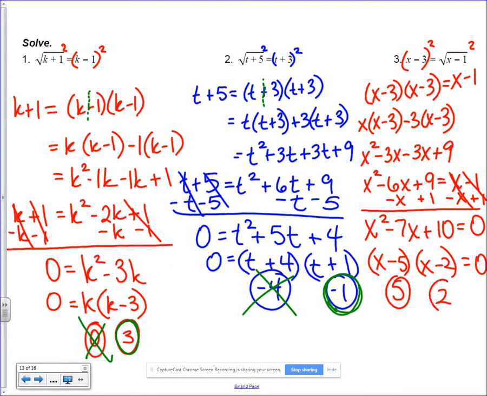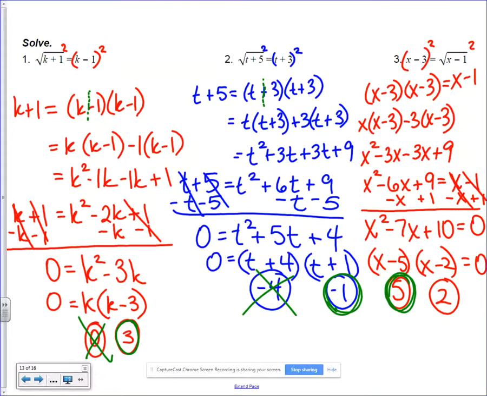5 and 2. Which one you want to check? Check the 5 first. If I put a 5 up here, what's 5 minus 3? 2. So this side over here is a 2. What if I put the 5 over there? What's 5 minus 1? 4. What's the square root of 4? 2. So does 2 equal 2? So it looks like this one works.